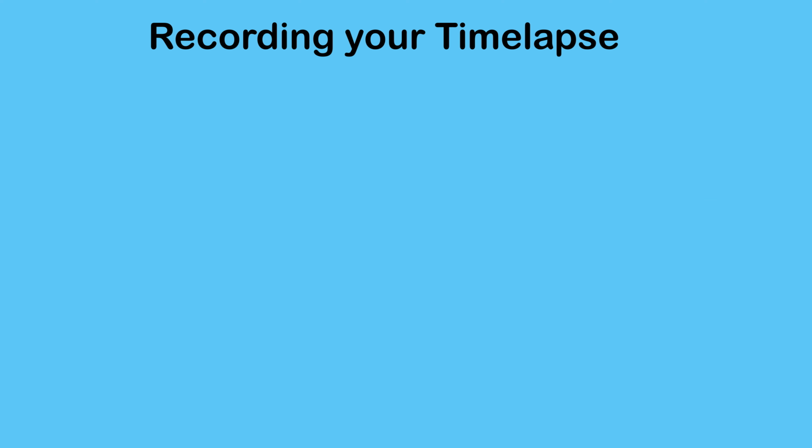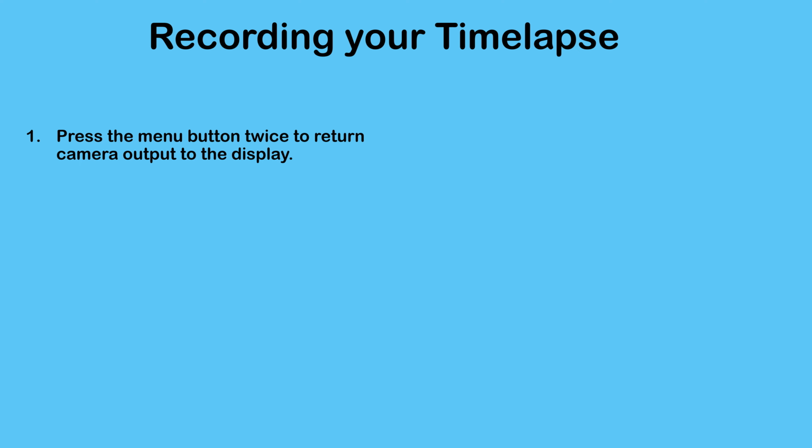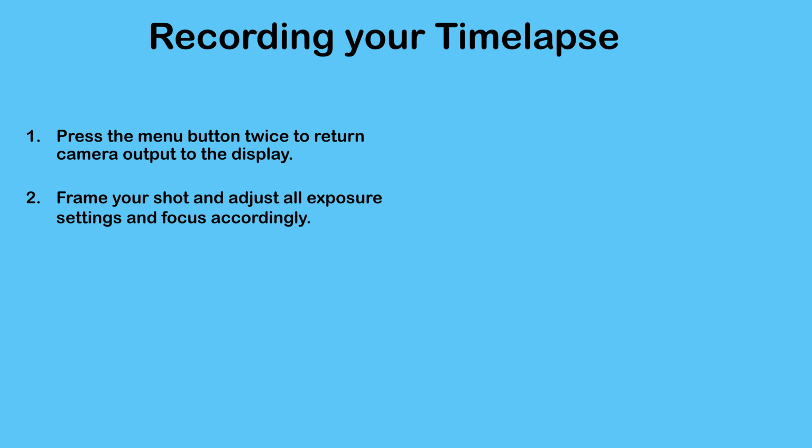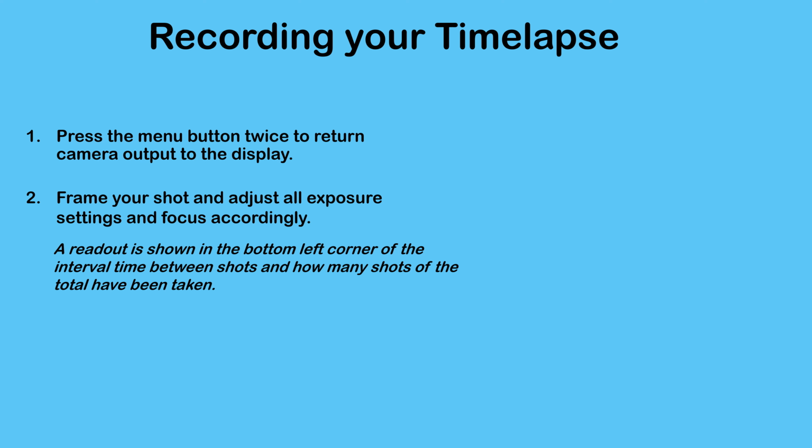You can now record a time-lapse. Press the menu button twice to return the camera output to the display. Frame your shot and adjust all exposure settings and focus accordingly. When in interval shooting mode, on all displays, a readout is shown in the bottom left corner of the interval time between shots and how many shots of the total have been taken. If this is shown, you can be confident you are in interval shooting mode and you're about to take a time-lapse.